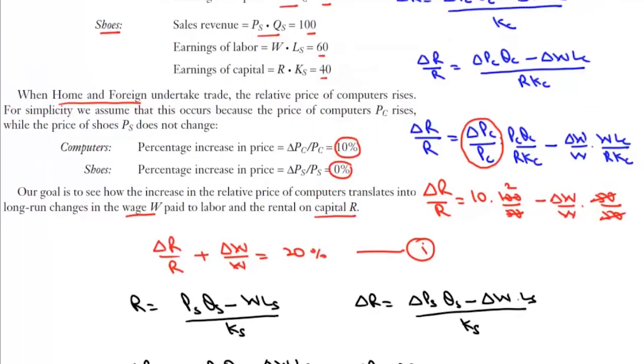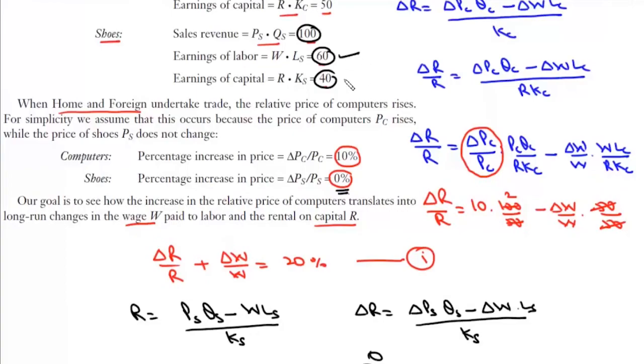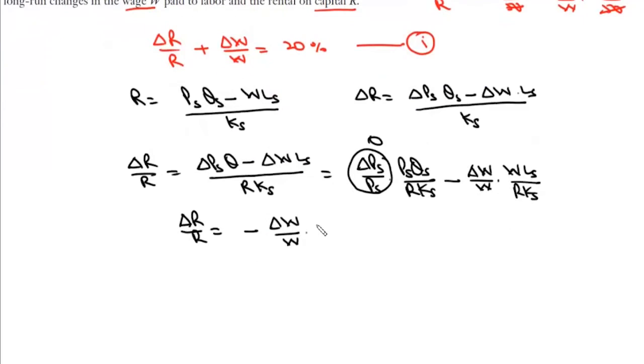Now for shoes, sales is 100, earning of labor is 60, and earning of capital is 40, whereas the price change in case of shoes is simply 0. So we can write delta R upon R will be equal to 0 minus delta W upon W into 60 upon 40, since earning of labor is 60 and earning of capital is 40. So it will be 60 by 40, which is 3 by 2. And that's the second equation.